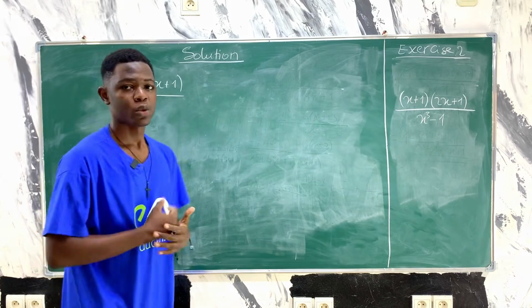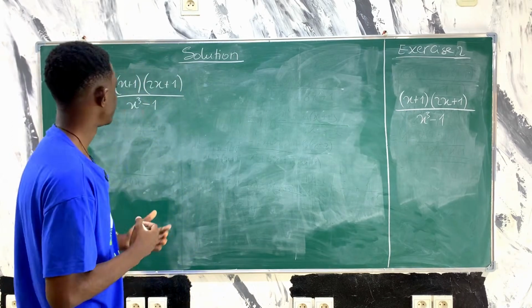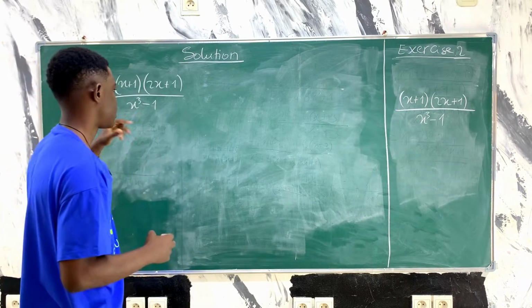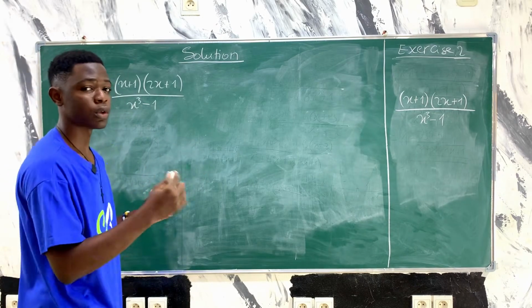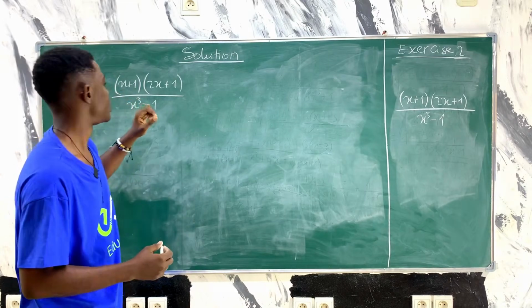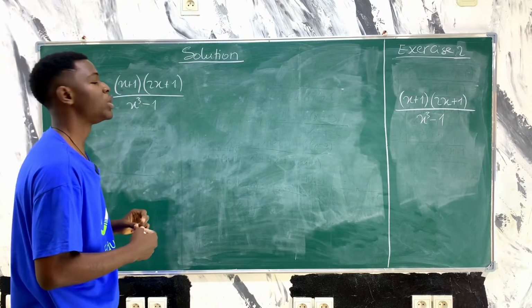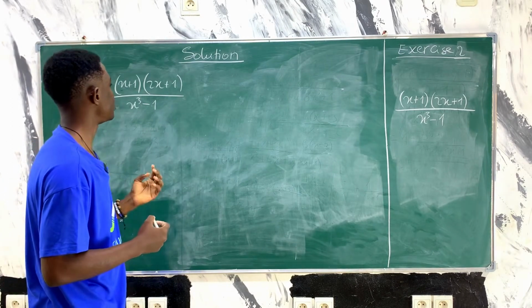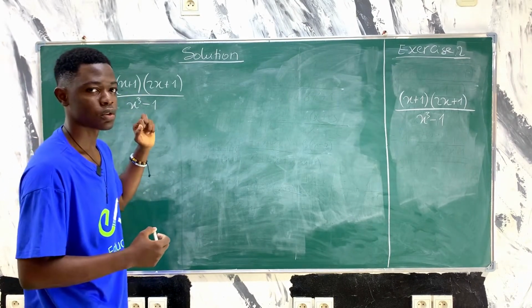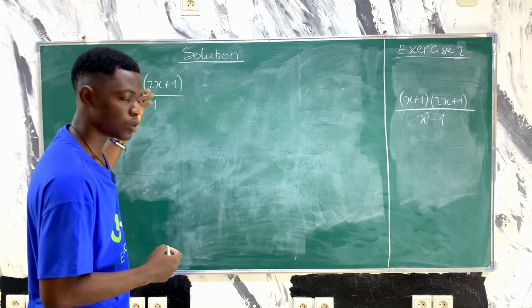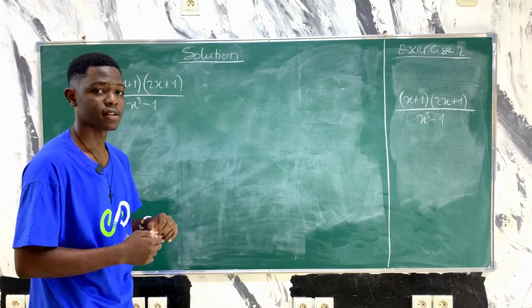Okay, so how do we go about this? First, check that the numerator's degree is less than the denominator's degree. It doesn't have to be equal; the numerator has to be less. The numerator's degree here is 2, because when they multiply, the highest degree will be 2. What is the degree of the denominator? It is 3. So the numerator's degree is less.